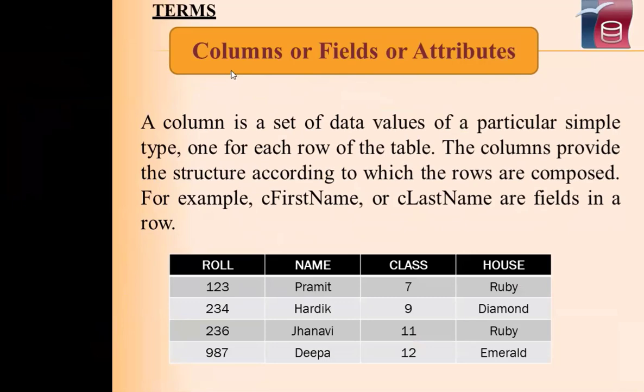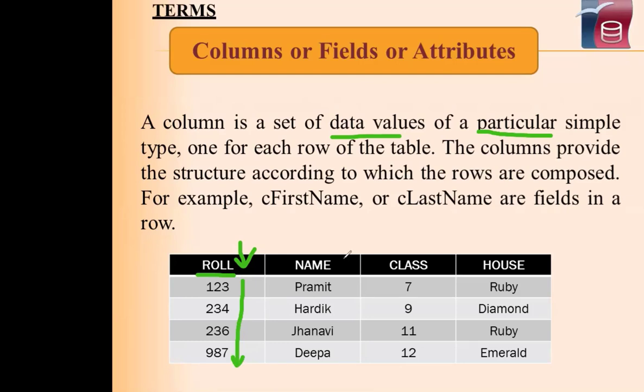Now we have something called the columns. I have already explained this, so I think it should not take a lot of time. We have already talked about the columns. So columns are something which store the data value of a particular simple type. Of a particular simple type means that this is one column which I've got. The name of the column is roll. So every column will have a specific name. So the name of the column is roll. What is this column storing? It is storing only a particular type of data, that is the roll number of the students.